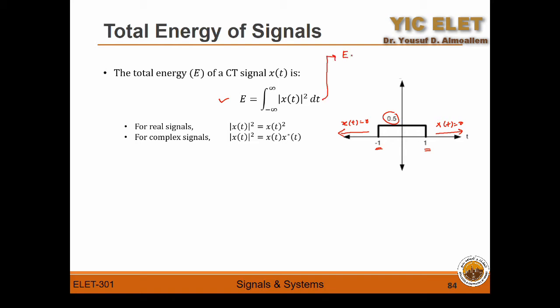So the E of this example is equal to the integration from minus 1 to 1, and the square will be 0.25 dt. As you know, the integration is nothing but the area under the curve, considering this is squared. So we will consider the height will be equal to 0.25, and the width will be from minus 1 to 1, which is equal to 2 times 0.25, and this will be equal to 0.5.